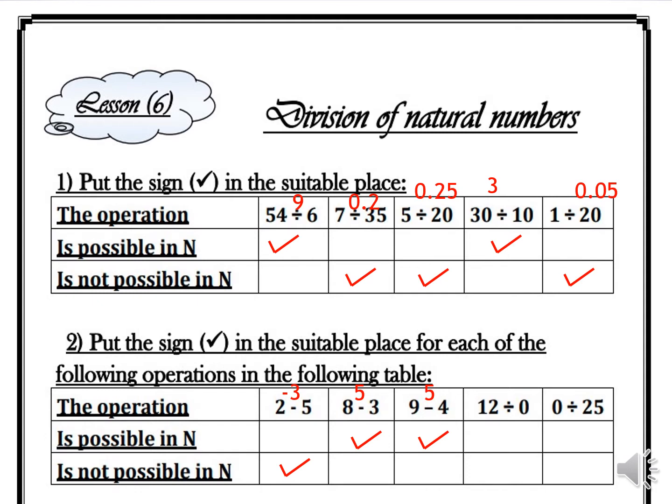12 divided by 0. If you do it in your calculator, you'll find that it has no meaning. It's an error, so it's not possible in N. 0 divided by 25 equals 0, so 0 is a natural number, it's possible in N.